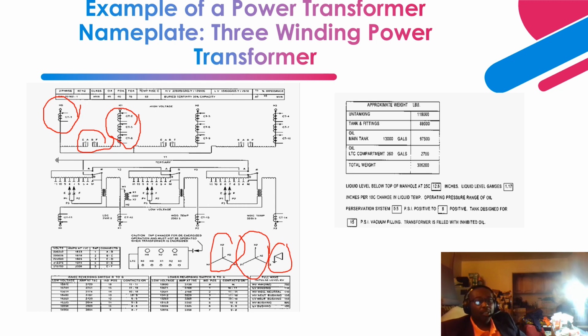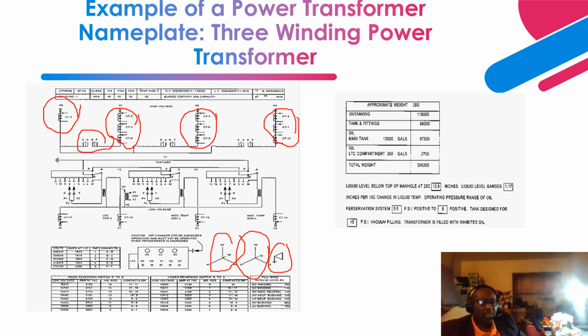Next is phase B. Phase B also has three CTs. These CTs can be used for protection and metering. Next is phase C, which also has three CTs. These CTs can be used for metering and protection. So we have the high voltage side connected in the Y configuration, as you can see over here, with the neutral brought out to be grounded.